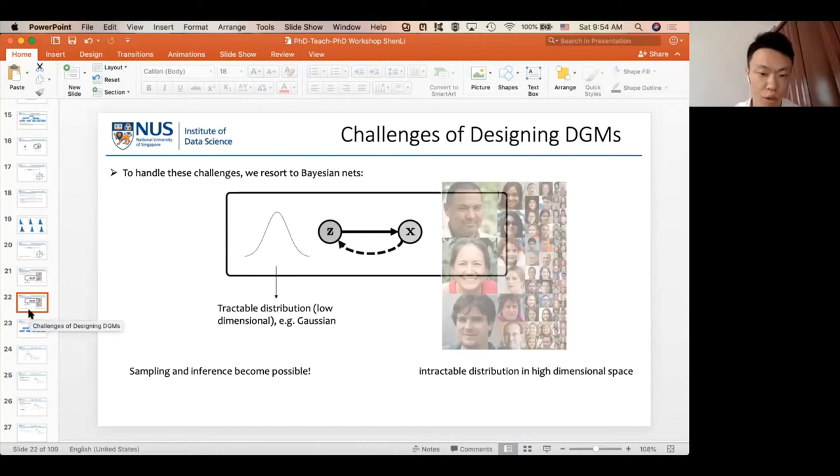Yeah, back to where we were. So by using this BayesNet, we can actually make things really easy. Sampling and inference become really possible, right? You see that for sampling, we can just draw a sample from this tractable distribution. Because it's tractable, it has a specific form for the PDF, which means we can draw any sample we like, no matter how many you want, right? You draw a sample and just map it to the data space. So you learn a mapping from Z to X, and that will give us the resultant image or any high dimensional data point. And for inference, it's also possible.